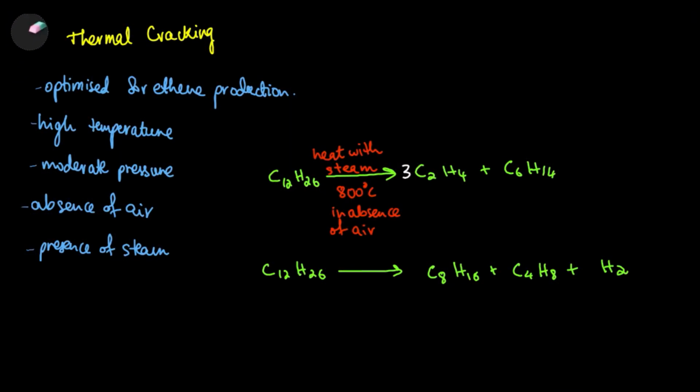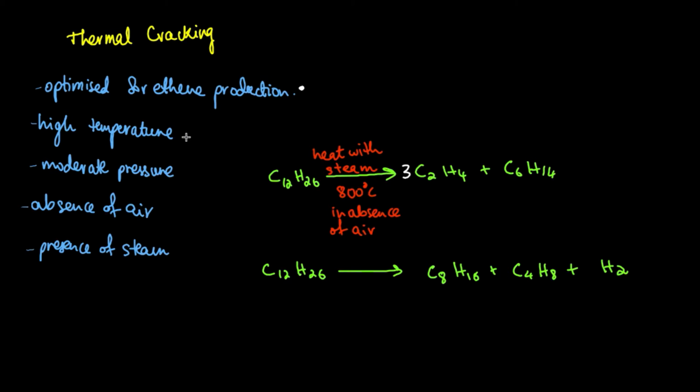Hello everyone. Today in this video we will be covering thermal cracking and we will introduce free radical substitution and the processes related to it. Now thermal cracking, first of all, for our syllabus, it is used mainly to produce ethene. Factories and industries use thermal cracking to produce ethene mostly, among other products.